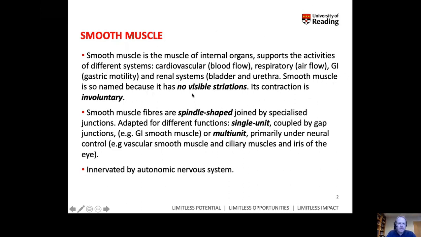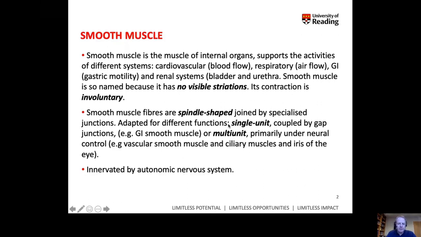Smooth muscle is so named because it has no visible stripes or striations. And again, hopefully you realize now its contraction is involuntary. It's not neurogenic, it's myogenic. Smooth muscle fibers are spindle shaped and they're joined by specialized junctions. Again, we'll probably see this over the next couple of slides.